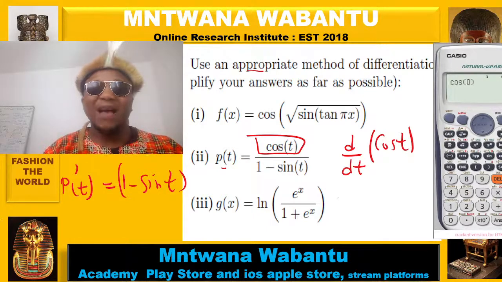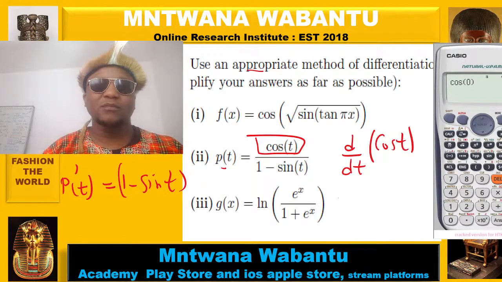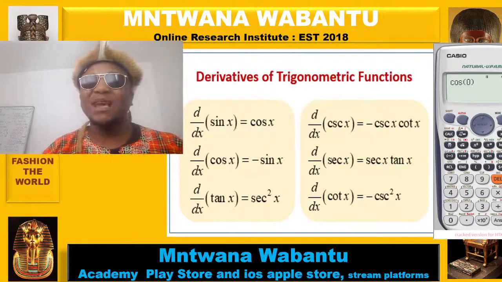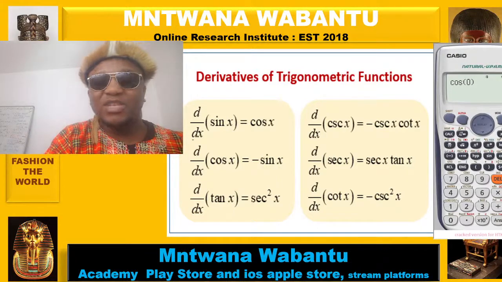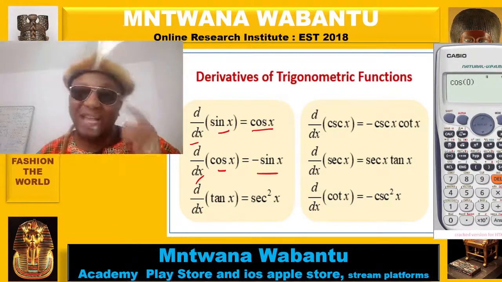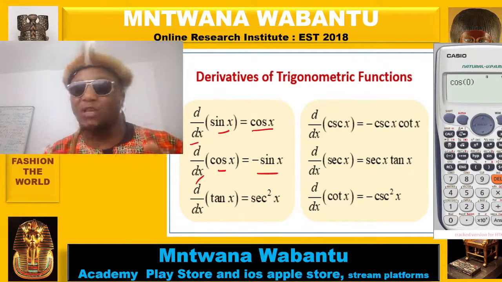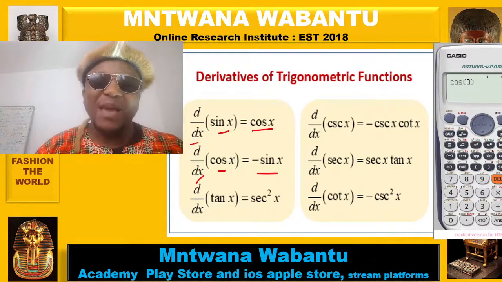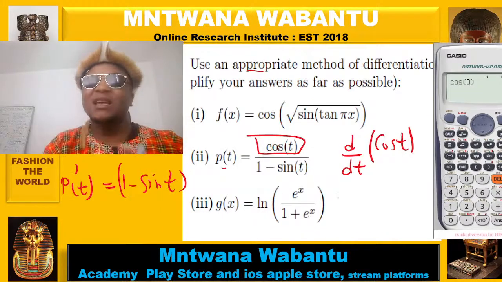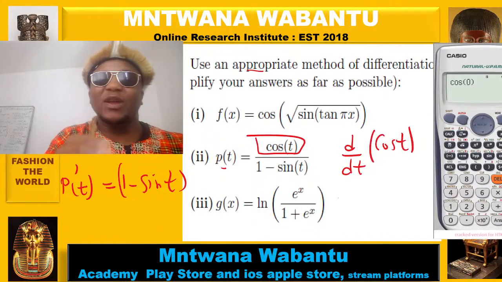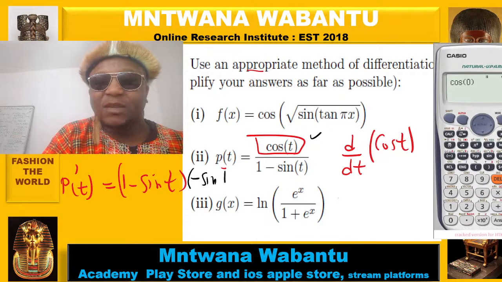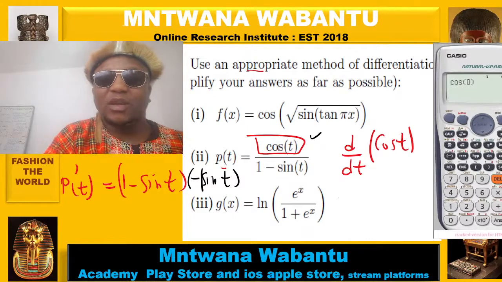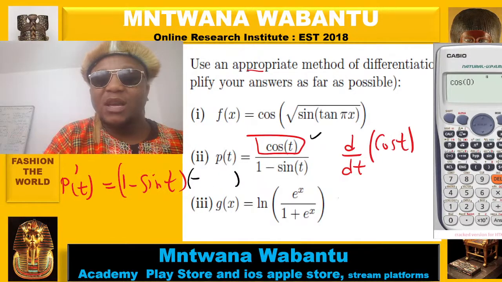Now, we have a table. Let me show you the table here. This table is the table of differentiation. If you differentiate sine, you get cos. When you differentiate cos, you get negative sine. You need to memorize it. It has to be like a times table, like basic times table. So when you differentiate cos, we know we get negative sine. So when you differentiate this one, it's going to give us negative sine t.